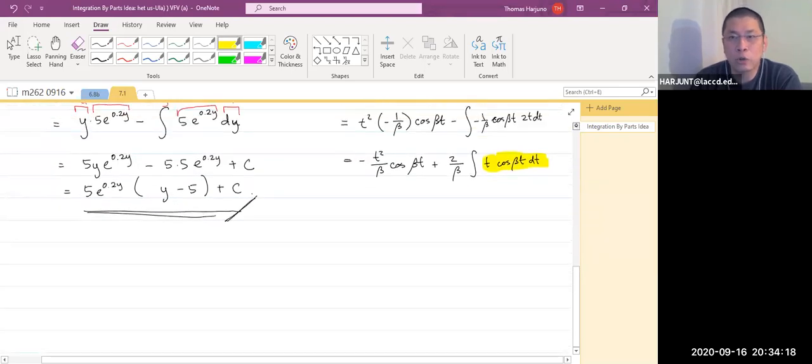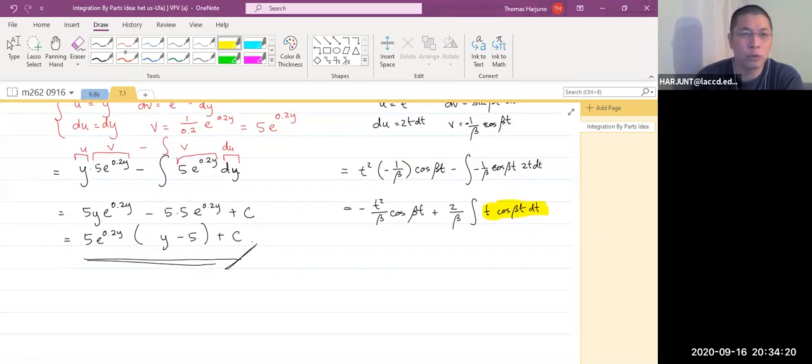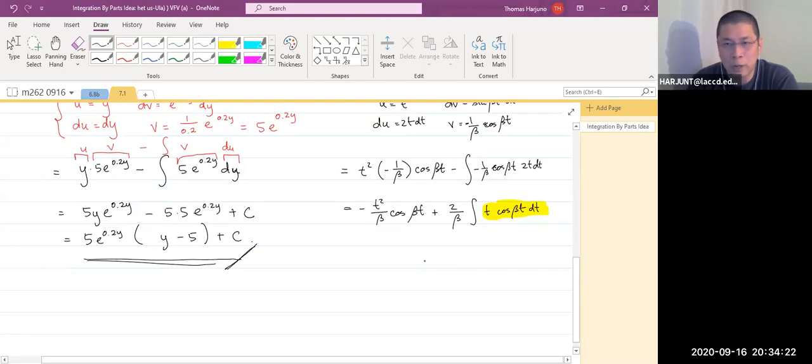Okay, but I cannot use u v anymore, because I already used u v. Let me use u1 and v1, just to distinguish that. So u1 equals t, dv1 will be cosine beta t dt. So du1 will be dt, v1 will be 1 over beta sine beta t.